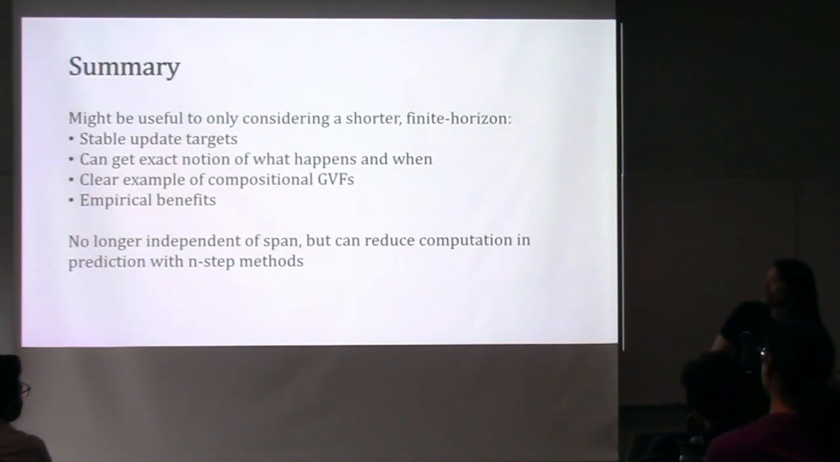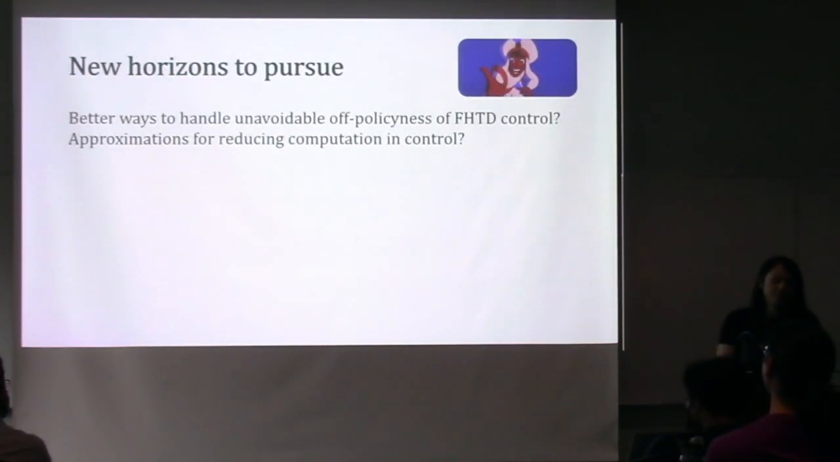And yeah, this is interesting because it can be applied at a fundamental level. It is well understood. It makes sense even in a tabular setting, and it seems to scale well to nonlinear cases. And so this seems to be opening a whole new world, or new horizons to pursue. And perhaps there are better ways to handle the unavoidable off-policiness of finite horizon control. Or maybe there are better approximations for reducing computation.